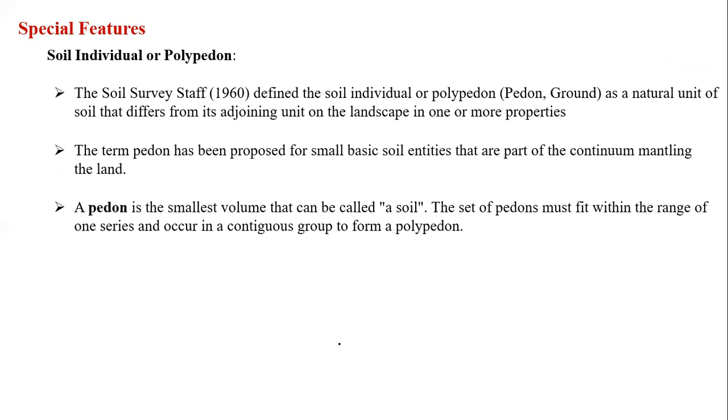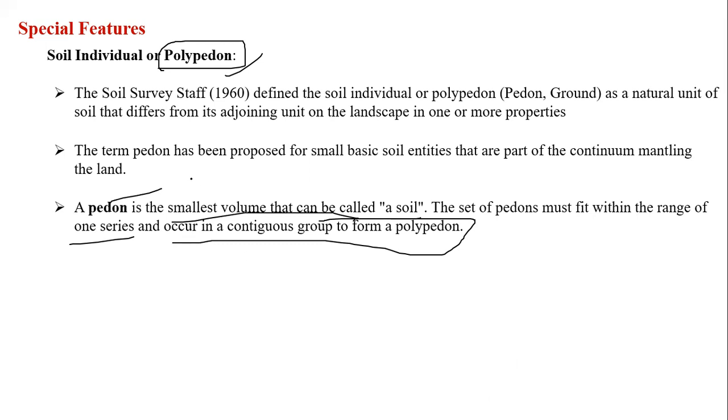What is a polypedon? A polypedon is nothing but a soil individual, or a natural unit of soil that differs from its adjoining unit on the landscape in one or more properties. The term pedon has been proposed for small basic soil entities as a part of the continuing mantle of the land. We will see polypedon in detail in the coming video. And a pedon is the smallest volume that can be called a soil. The rest of the pedons must fit in the range of one series and occur in a continuous group of polypedons. In simple understanding, students, a combination of pedons is called a polypedon. This is one pedon, this is one pedon, and so on. Pedon means some special characteristics. All of this combined is called a polypedon.